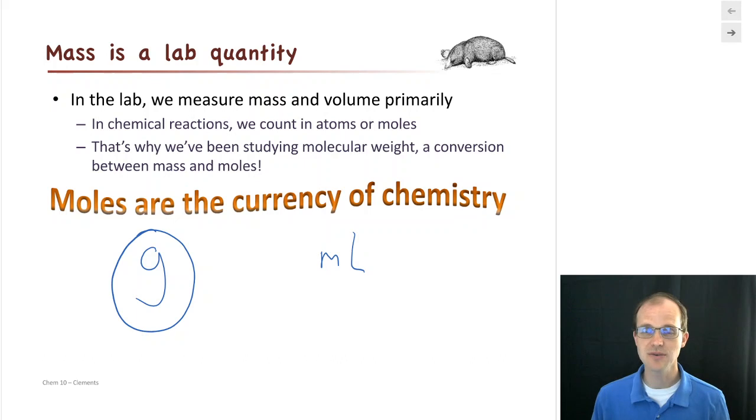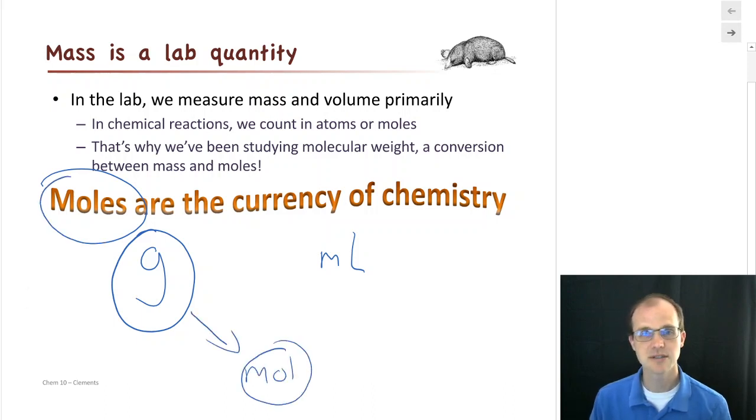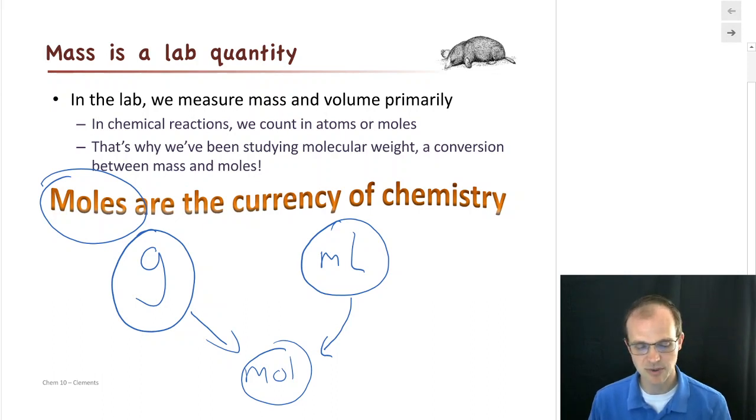So what do we want to do? We want to convert it to a unit that's how many. And what's the unit of how many in chemistry? It's moles. So if we have grams, we're going to convert those over to moles. Now, we're not going to do this too much in this class, but if you have milliliters, you're also going to work on converting those to moles if you've got balanced chemical reactions. But we're going to focus on this first one over here, grams to moles.